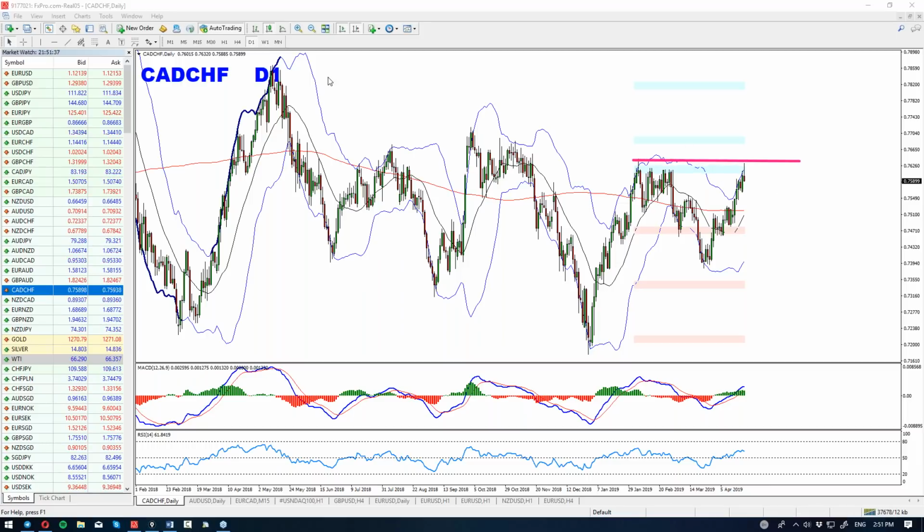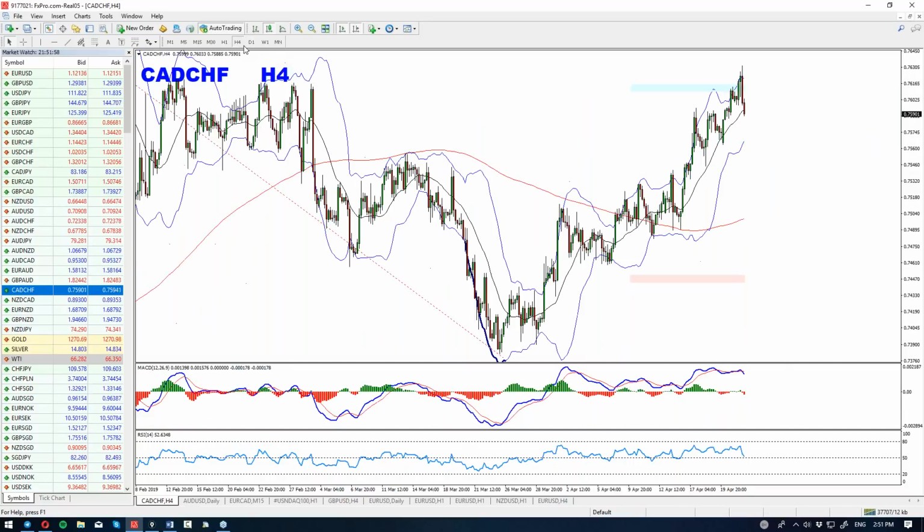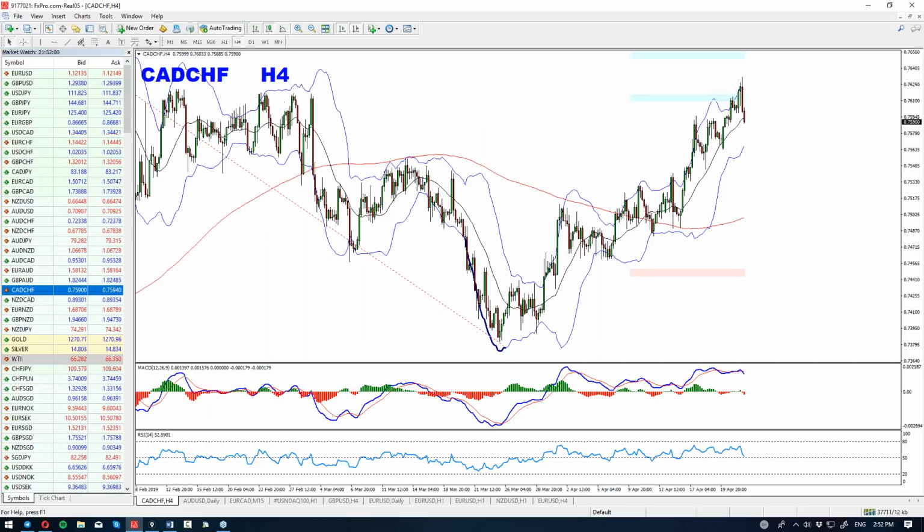We have a resistance here. And besides that, we are getting closer and closer to the level of 61.8 right here. So from this place, I believe we are going to face short-term retraces. And that's pretty much it.